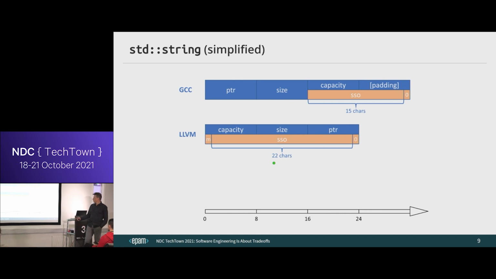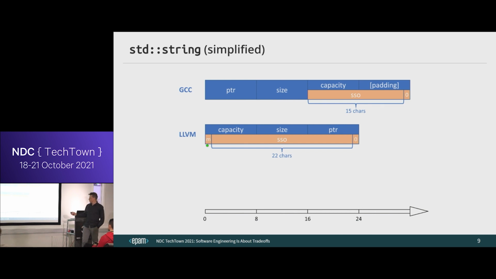This is efficient from the size point of view, but on the other hand, every member function that works on members has to check in which mode we are, because we don't know how to get capacity, how to get size, how to get pointer, unless we know which mode we are in. So you have branches everywhere, which probably affects runtime a bit. Of course, we have great branch predictors, but still we can probably expect that there will be something slower.